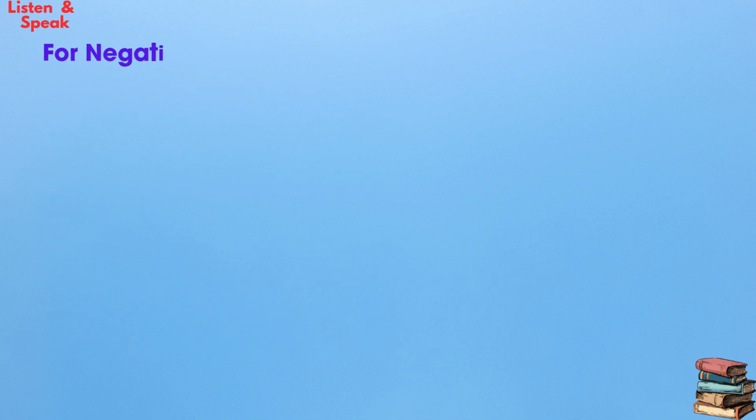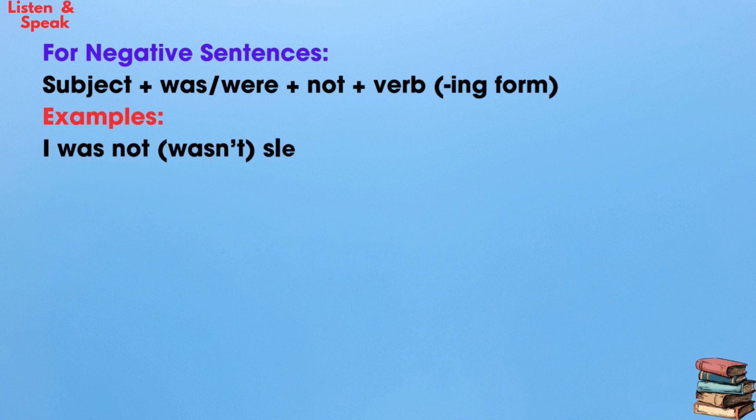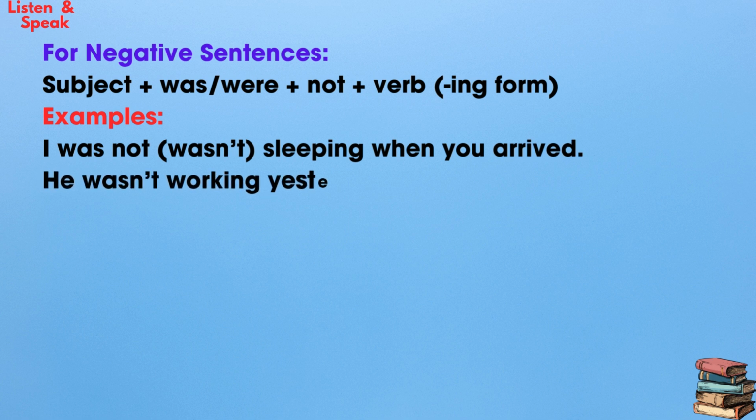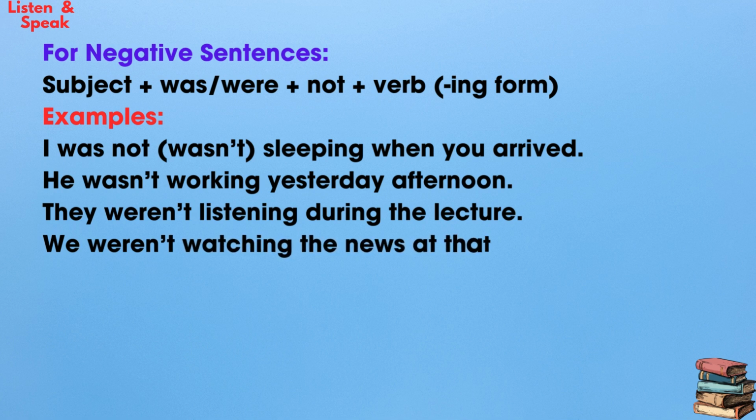For negative sentences: subject + was/were + not + verb + -ing form. Examples: I was not (wasn't) sleeping when you arrived. He wasn't working yesterday afternoon. They weren't listening during the lecture. We weren't watching the news at that time.